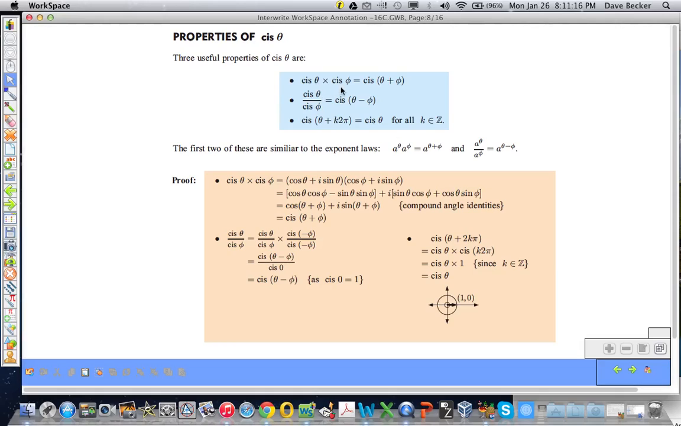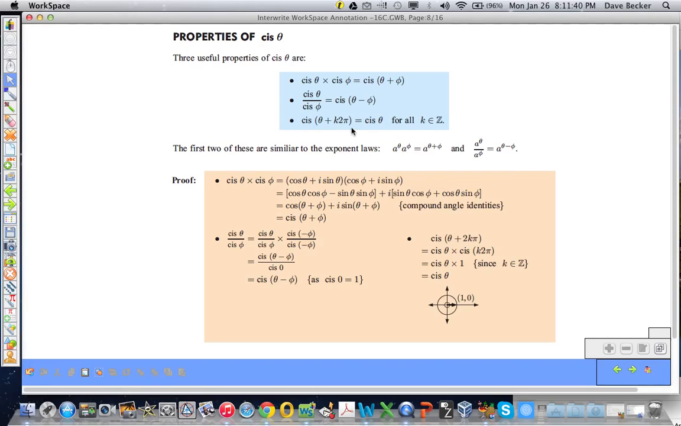Cis theta times cis phi is equivalent to cis theta plus phi. Nice. Cis theta over cis phi is equal to cis theta minus phi. These are not on your formula sheet. So these two are very simple, very easy. They're very similar to our rules for exponent laws. That's an easy way to remember them.